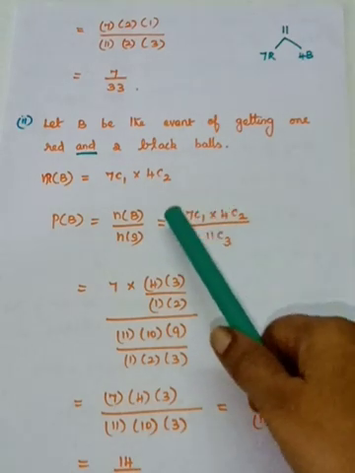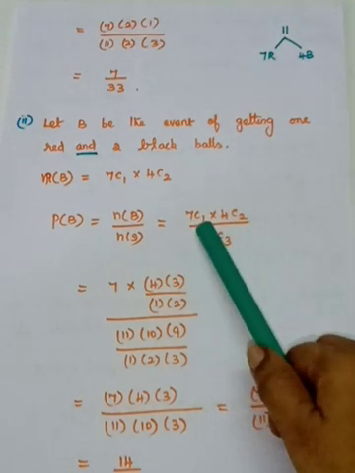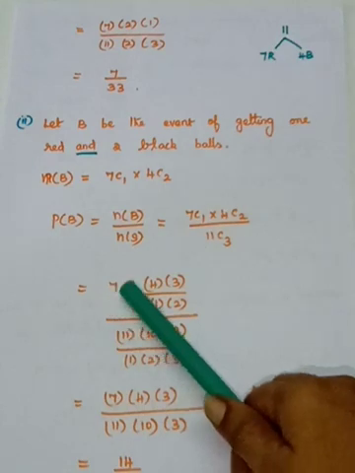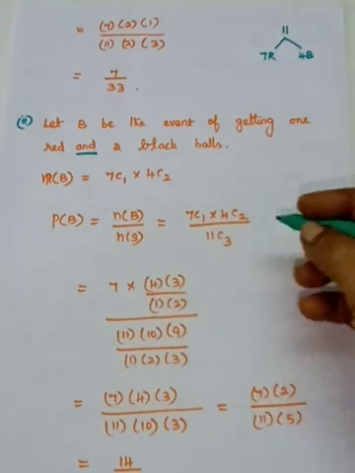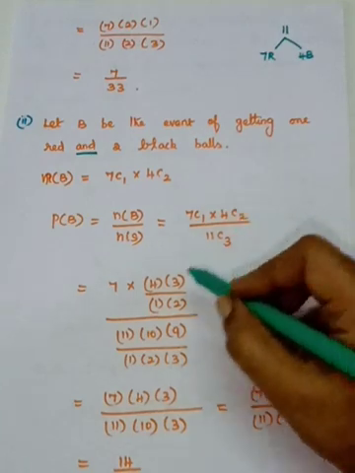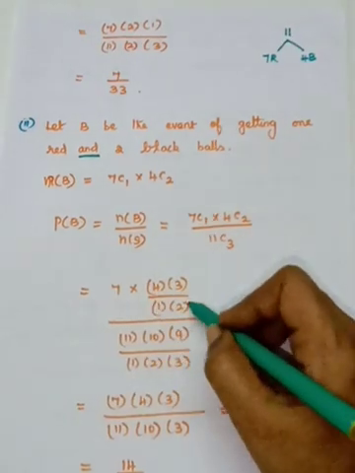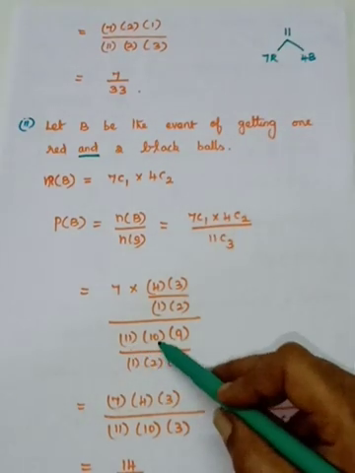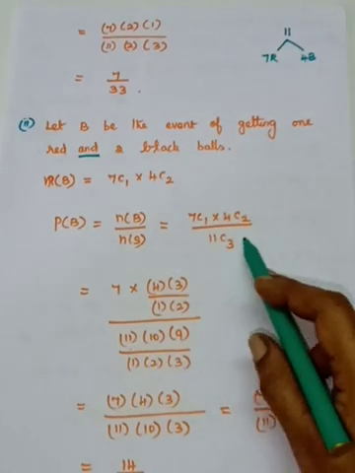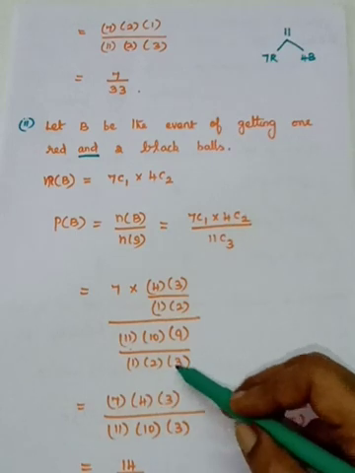So you see we have to do the calculation. 7C1 means what? Only 7. 4C2, how to calculate? Starting from 4. How many places you have to fill up? 2. So 4 into 3 divided by 2 factorial, 1 into 2. 11C3 is 11 into 10 into 9 divided by 3 factorial, that is 1 into 2 into 3.